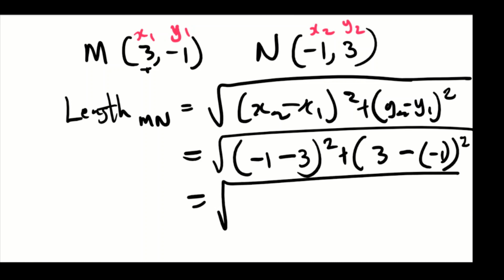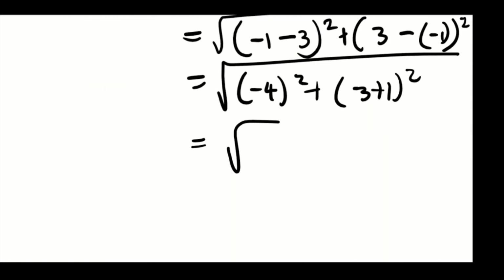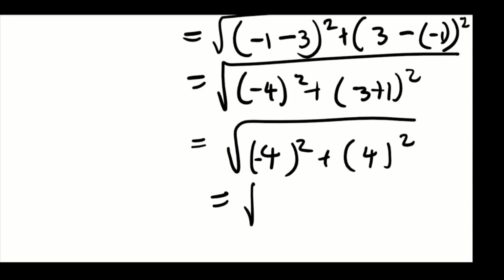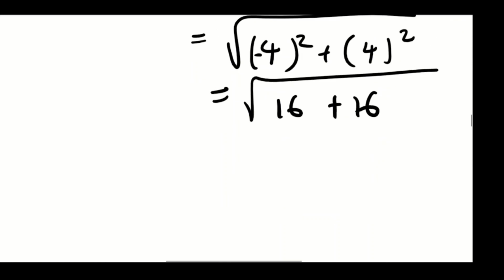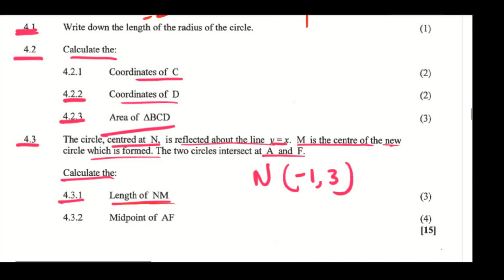So it's going to be equal to minus 4 squared plus 3 plus 1 squared, which is equal to minus 4 squared plus 4 squared, right? So 4 squared is equal to 16 plus 16, which is 32, right? So the root of 32. If it's simplified, it should give us 4 root 2. So that is the length of MN, right? Done. Now we want to identify 4.3.2, which is the midpoint of AF, right?